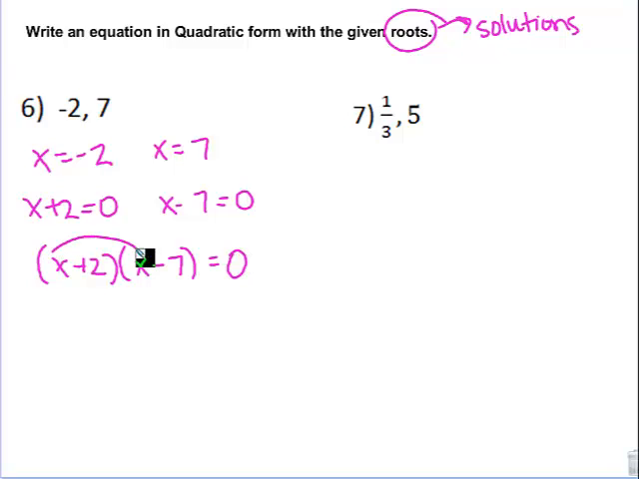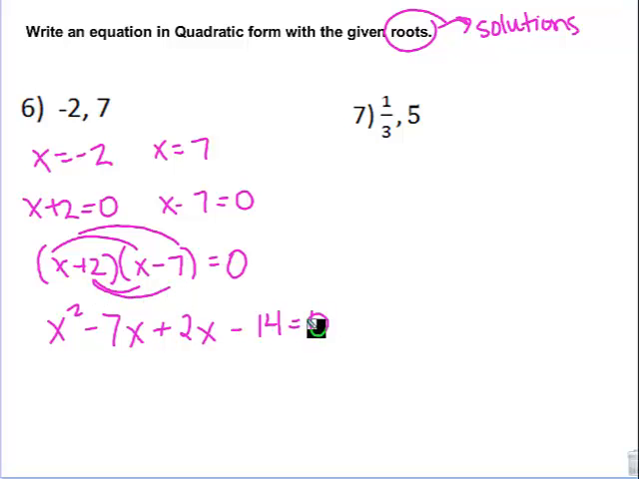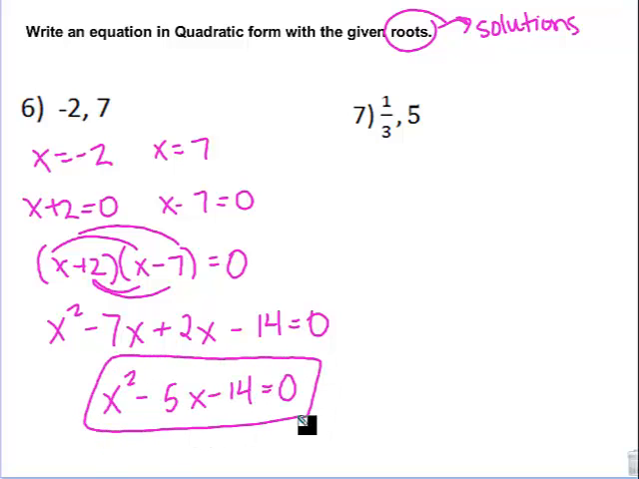So distributing my x times x is x squared. X times the -7 is minus 7x. Two times our x is a plus 2x. And then minus 14. So that gives us x squared minus 5x minus 14 is equal to 0 for our quadratic equation when we combined our outside and our inside together.